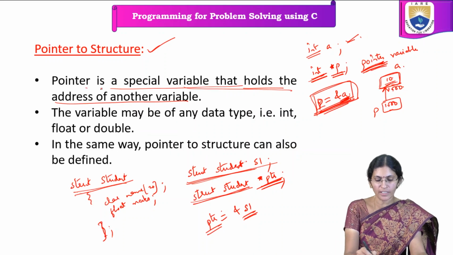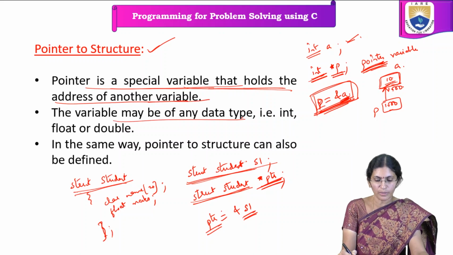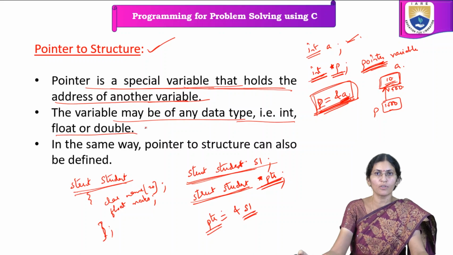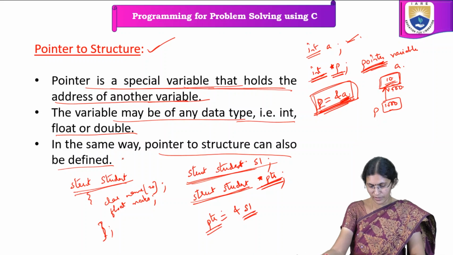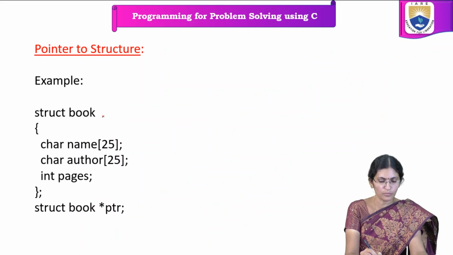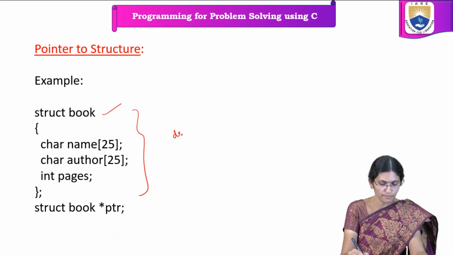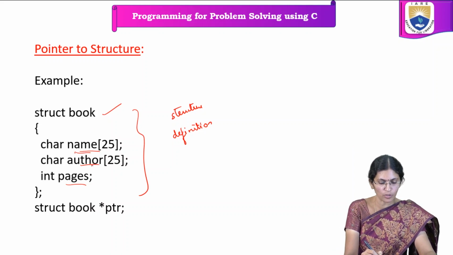We have seen that a pointer variable is a special variable which holds the address of another variable. The variable may be of any data type: integer, float or double. In the same way, a pointer to a structure can also be defined. For example, consider struct book. This is the structure definition, and this structure has three members: name, author and pages.